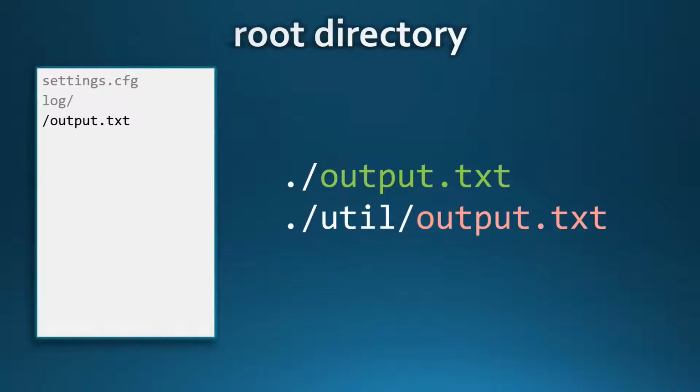You'll often want to specify the root directory. If you have a preceding slash on your string, it means root directory only. So in this example, output.txt in your root directory will be ignored. However, if you have a subdirectory with output.txt in it, it won't be ignored. So only the root directory will be matched with a preceding slash. And this allows you to really be explicit about which files do and don't get ignored.